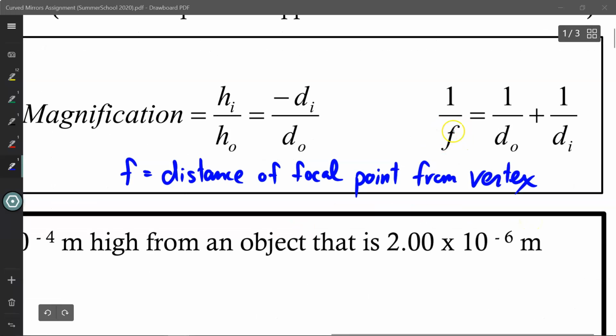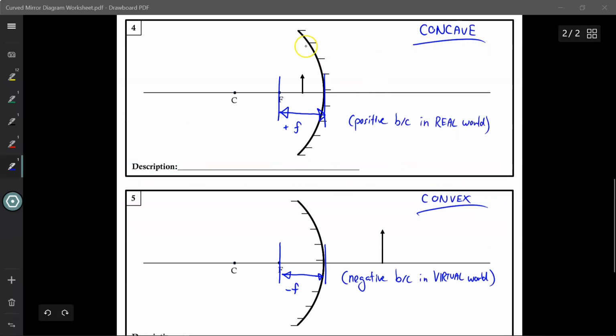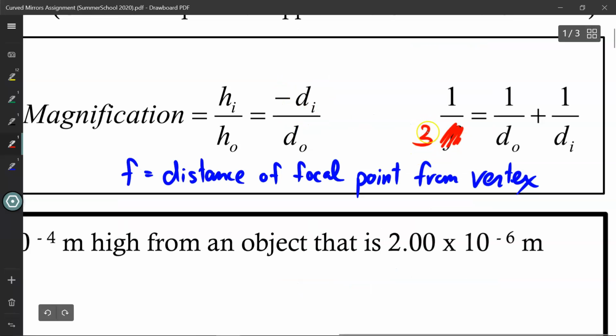The last variable we need to talk about is f, the distance of the focal point from the vertex. In a concave mirror, the reflective side is on the inside of the sphere, so the inside of the curve. Because the focal point is in front of the mirror, so it's in the real world where light rays can exist, the focal length is given a positive value. So if you measure 3 centimeters from the vertex to the focal point, you would just plug in a 3 over here, so it would be 1 over 3.